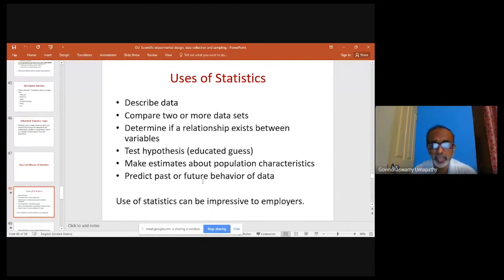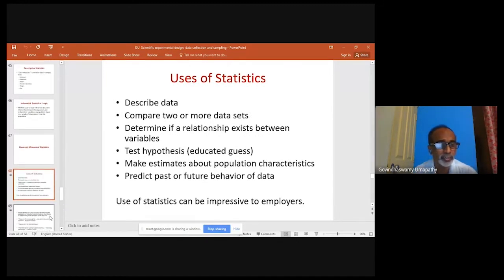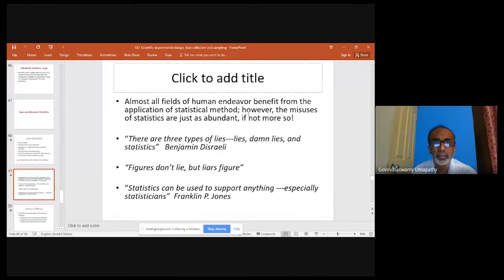And the use of statistics can be impressive to employers. That's always there all the time. Almost all fields of human endeavor benefit from the application of statistical methods. However, the misuse of statistics is just as abundant, if not more so. There are three kinds of lies: lies, damn lies, and statistics. Benjamin Disraeli said, figures don't lie, but liars figure. Statistics can be used to support anything, especially by statisticians. So this kind of information is also available.